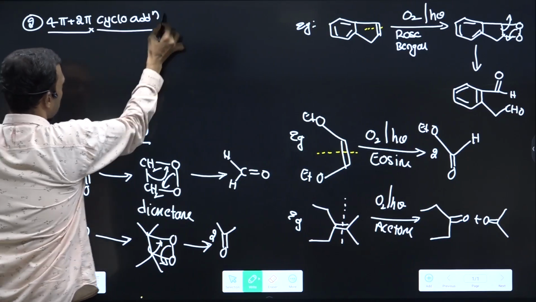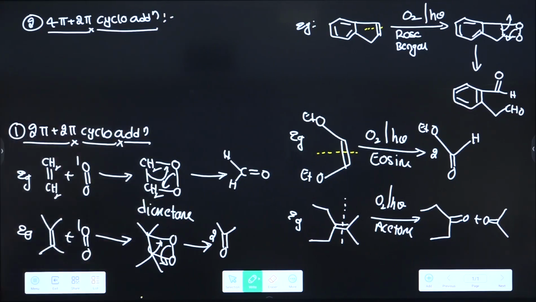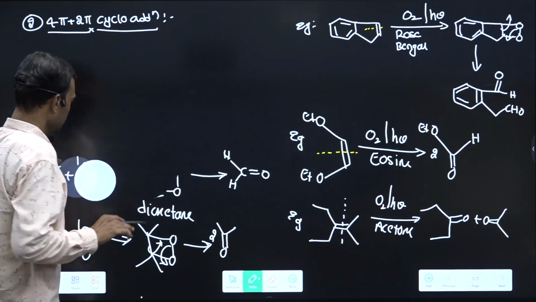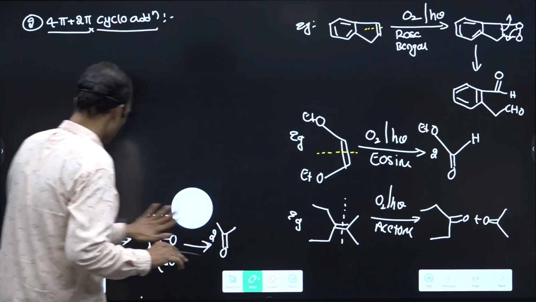Four pi plus 2 pi cycloaddition. 4 pi plus 2 pi cycloaddition is possible, but this is not a Diels-Alder reaction. Okay, Diels-Alder reaction is possible under thermal conditions only. It is not possible photochemically. It is a photo oxidation of diene. We are not using a dienophile in the usual sense. We are using a dienophile in the form of molecular oxygen.